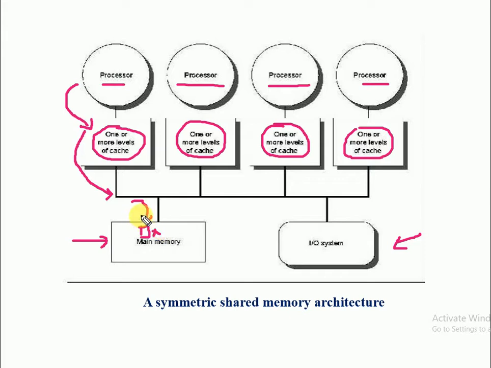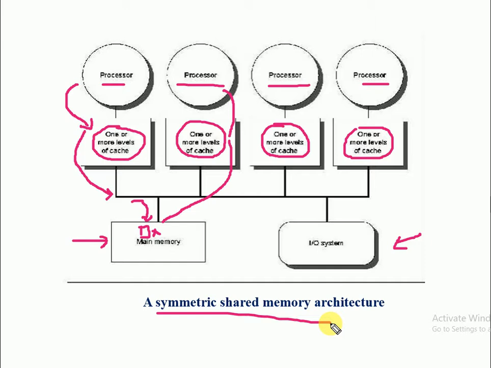But at the same time, if a second processor is also trying to access the same data, it will refer to the cache. It is not available. It will refer to the shared memory. But now this data is being given to the first processor. So how can we handle this situation? This is the main issue related to the symmetric shared memory architecture.